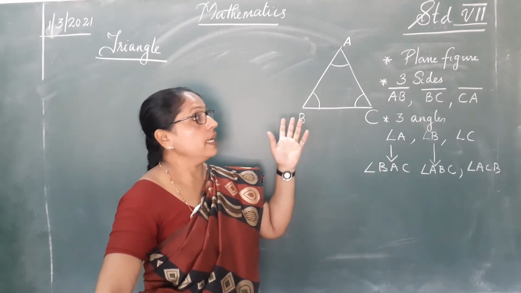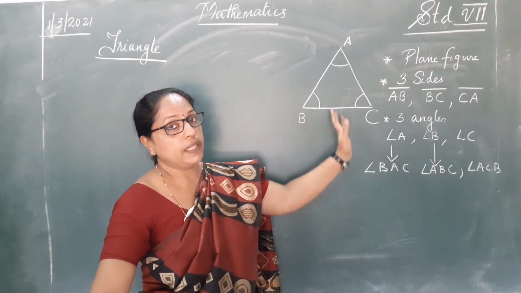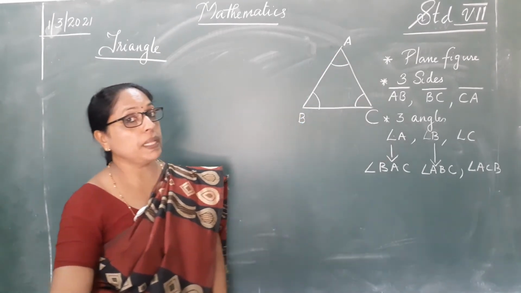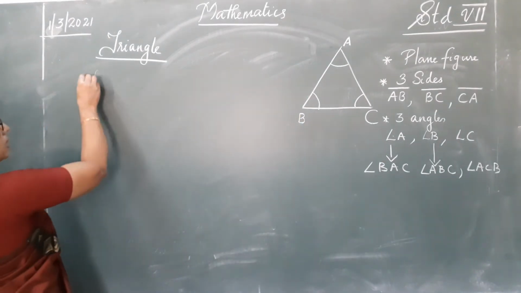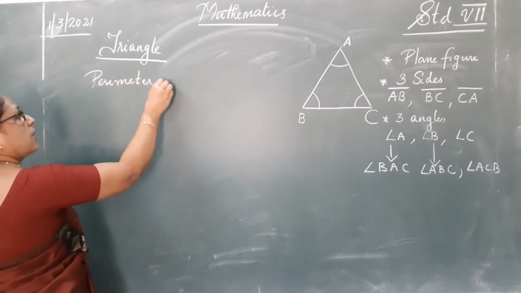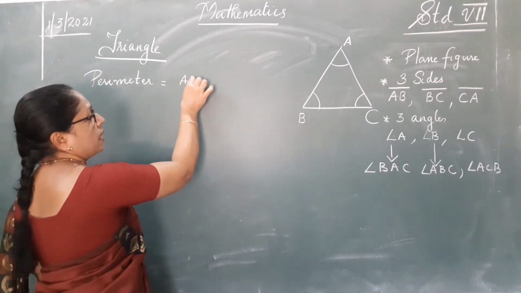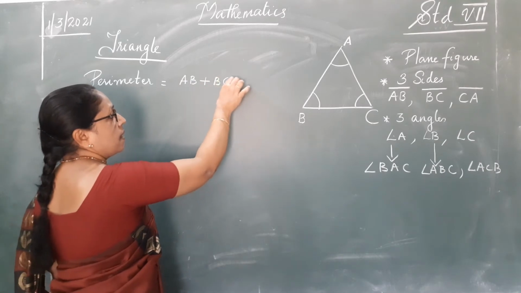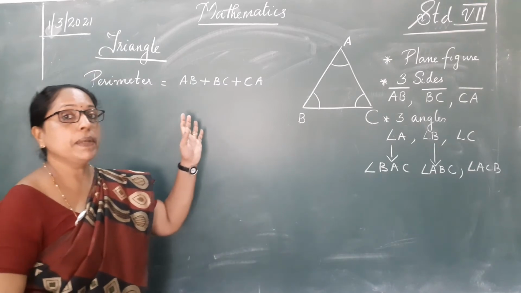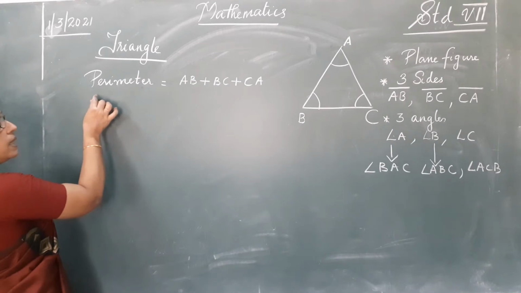Yes, correct. Perimeter is the total distance around the boundary of the plane figure, right? That is AB, BC, AC. That is perimeter. So perimeter of triangle is the sum of all the three sides. That is AB plus BC plus AC. Very easy formula to find the perimeter of the triangle. Okay. Now we are going to see the area of triangle.